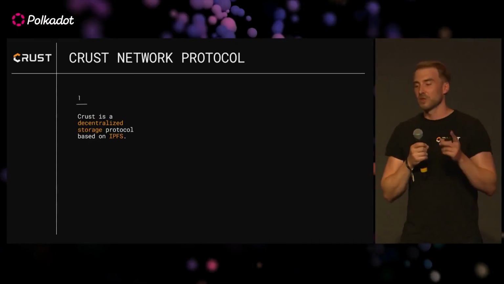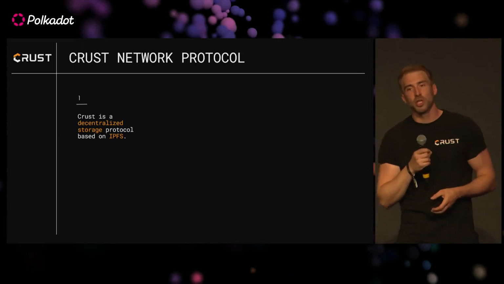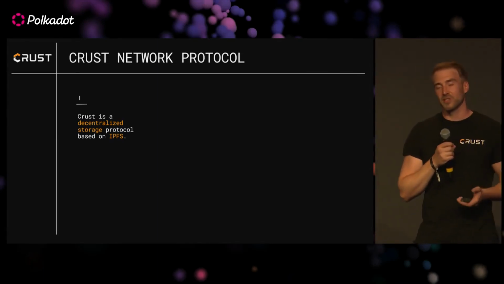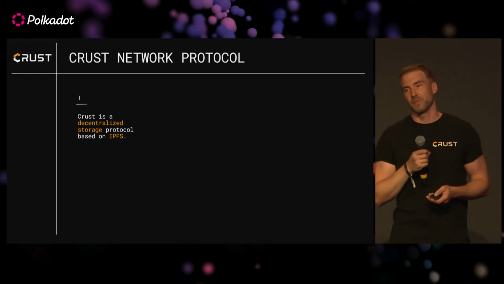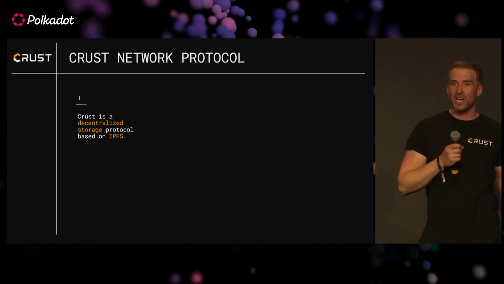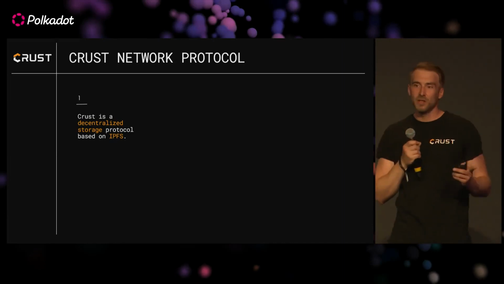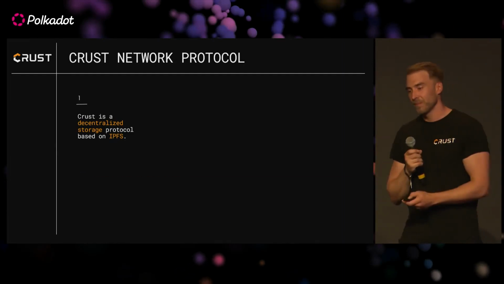So since we know now what decentralized storage is and how it differs from centralized services, I want to talk about Crust Network. So Crust Network is a layer 1 blockchain and protocol for decentralized storage and hosting services. And we're actually based on top of IPFS. So for those of you who don't know what IPFS is, I want to take a quick look because it's super important to what we're doing.